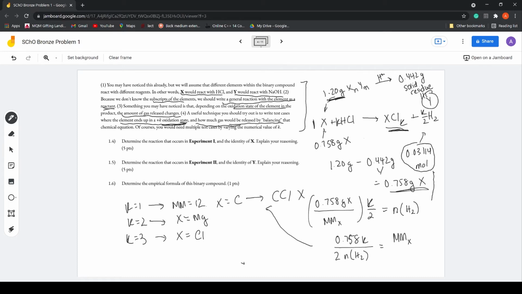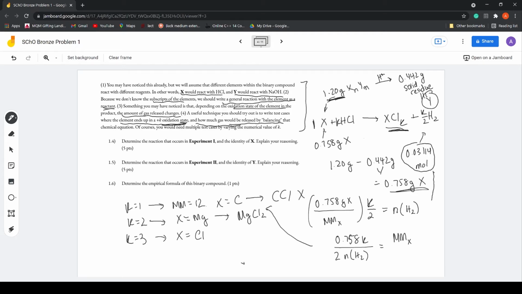Now let's look at magnesium. If we have magnesium and K equals 2, that means that at the end, what are we forming? We're forming MgCl2. This is perfectly reasonable. In fact, this makes a lot of sense, right? Magnesium likes to lose 2 electrons to get the noble gas configuration. It's really stable as a 2+ cation. So this makes a lot of sense.